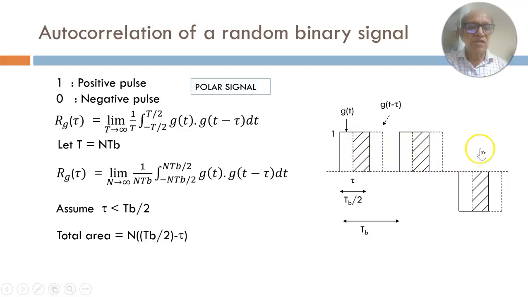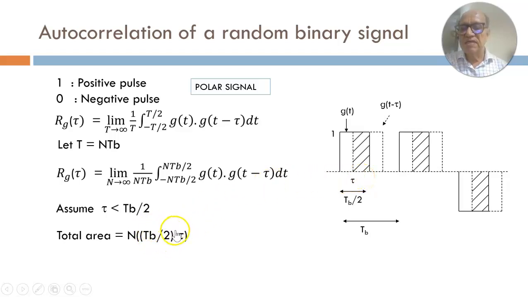So since this is a random signal, some pulses will be positive and some pulses will be negative. But the pulses which are negative also give you a product which is positive. So essentially if you calculate the total area, you have to sum up all the areas. So the total area will be N into (Tb by 2 minus tau). Okay, this is Tb by 2 minus tau. That is the total area.